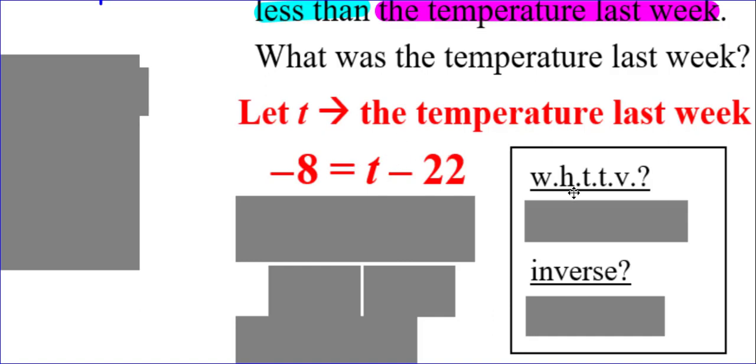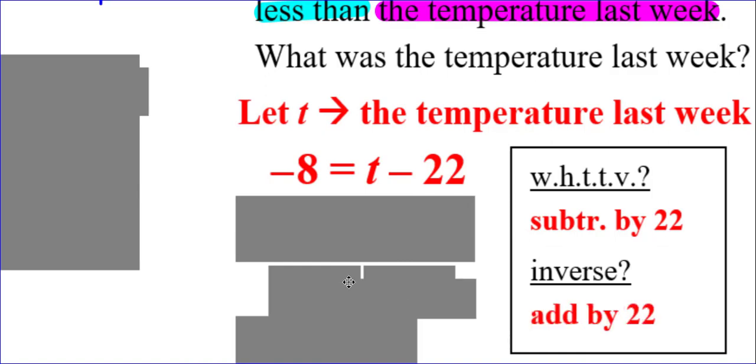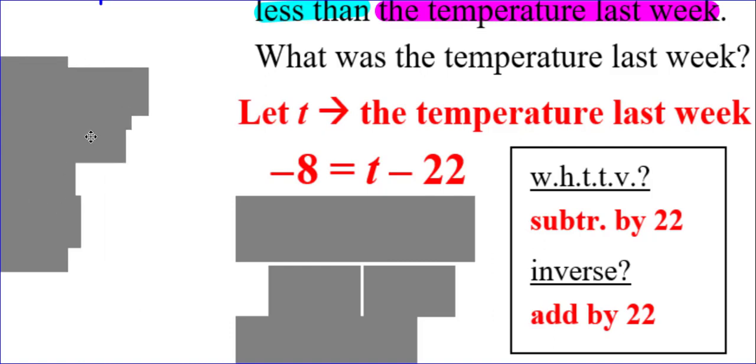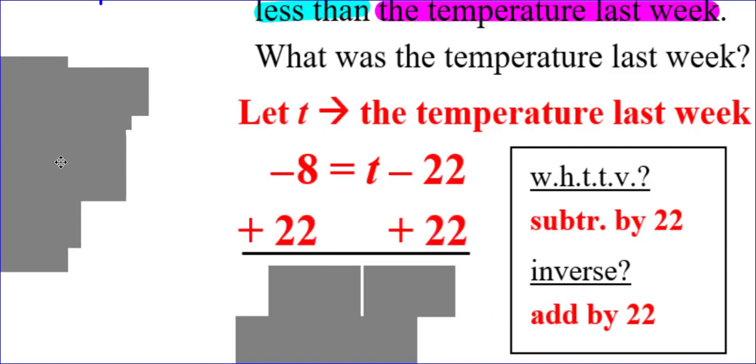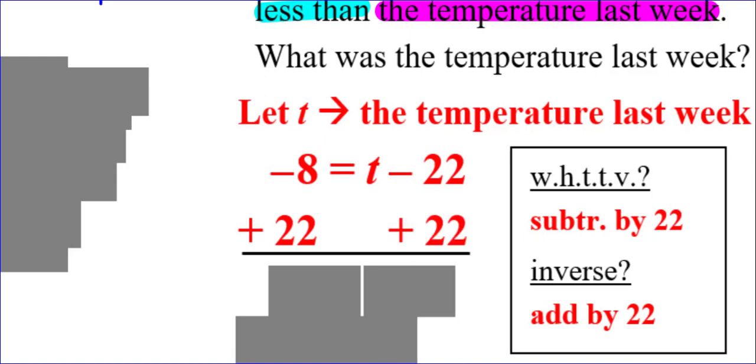Well, it's being subtracted by 22. You can abbreviate as you answer this. What's the inverse of subtracting 22? Well, that would be adding by 22. We are going to do that on both sides of the equation. Now, before you work down, may I remind you that subtraction is the same as adding the opposite.